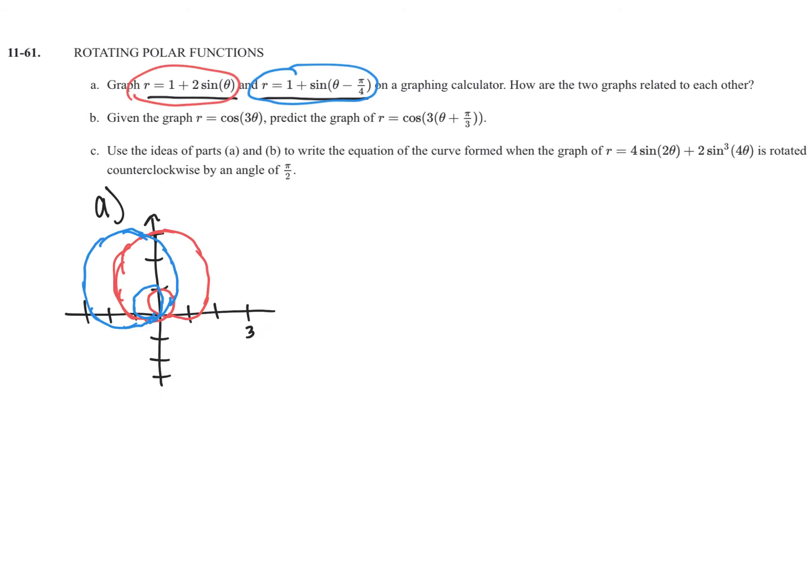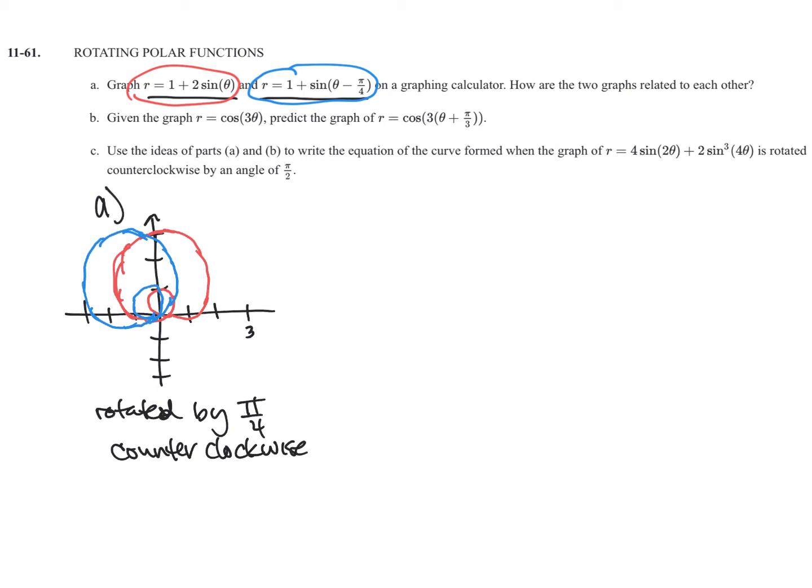So the red one is r equals 1 plus 2 sine theta, and the blue one is r equals 1 plus sine of theta minus pi over 4. So what happened here? What can you say happened? What do you think happened? Yeah, I agree. The blue one was rotated by pi over 4, and we would say counterclockwise. So counterclockwise by pi over 4.